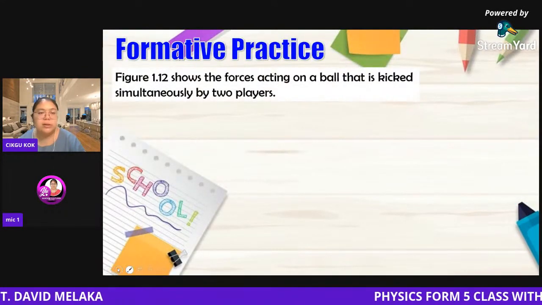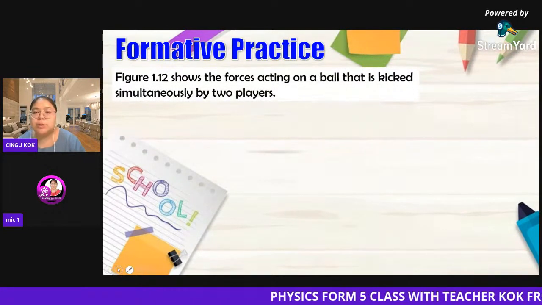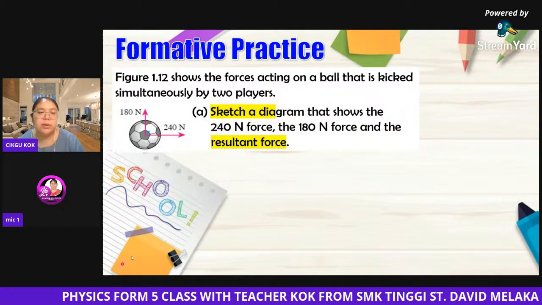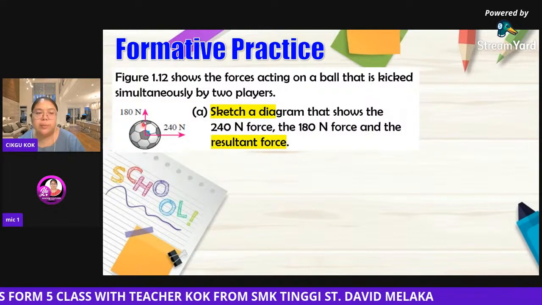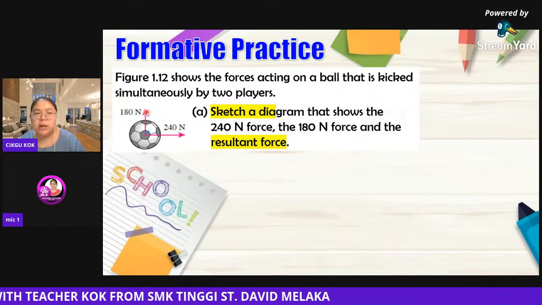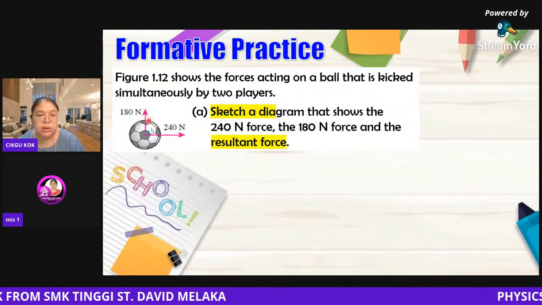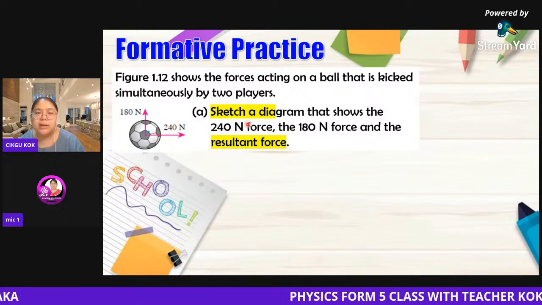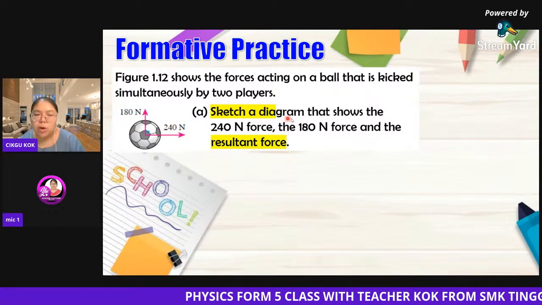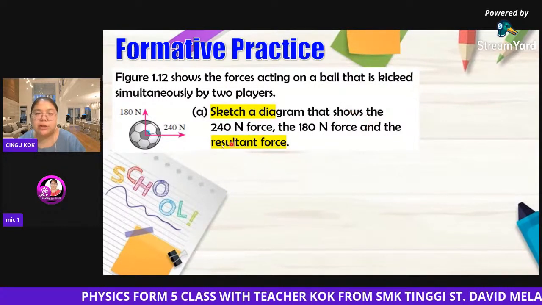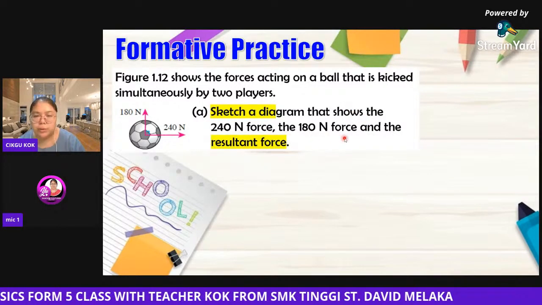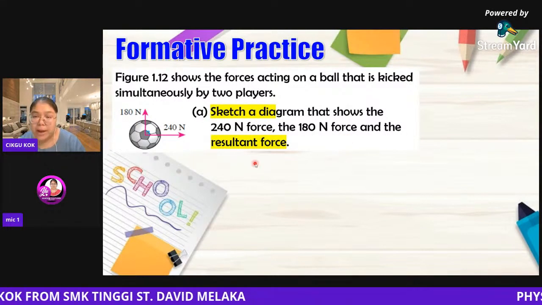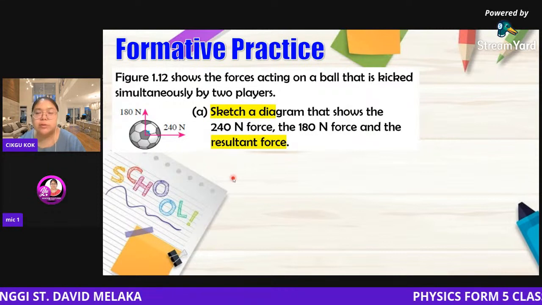Okay, the next question shows the forces acting on the ball. It is kicked simultaneously by two players. One of the players kicks with 180 Newton. Another player kicks with 240 Newton. Now you need to sketch a diagram that shows the 240 Newton and the 180 Newton, and lastly draw the resultant force. This one is perpendicular, so it is easier. We sketch first.